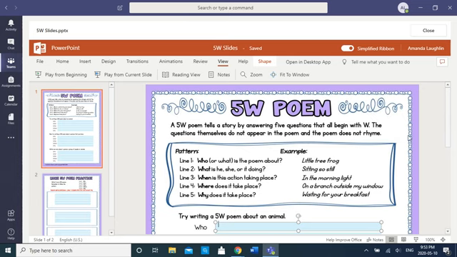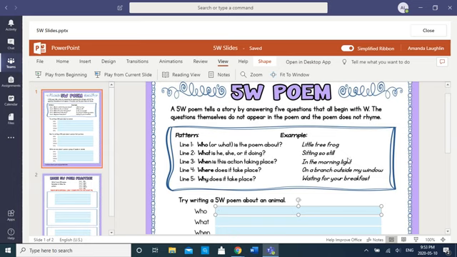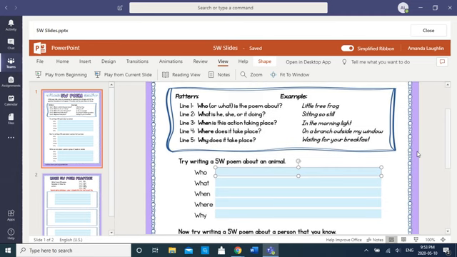So a 5W poem tells a story by answering 5 questions that all begin with the letter W. The questions themselves do not appear in the poem, and the poem does not rhyme. At the top of your page, you have the pattern to follow, and then it also gives you a nice example. So we'll complete one together here, just so you can see what it could turn out like, and then you'll be able to start writing your own.